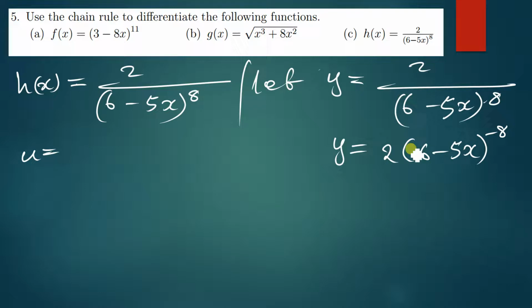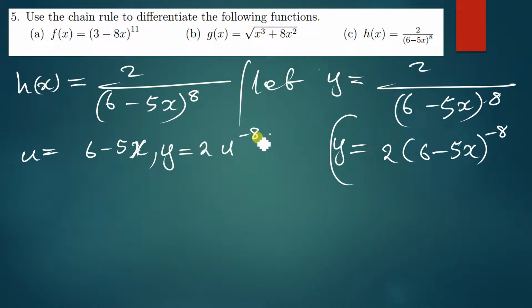Okay, so we have u being equal to 6 minus 5x, that is our u, meaning our y will therefore be written as 2u raised to the power negative 8. So now we can find our du dx. Du dx is therefore going to be negative 5, because this one is a constant, and it will give us 0 when we differentiate that with respect to x. When you differentiate negative 5x with respect to x, you are going to get negative 5.